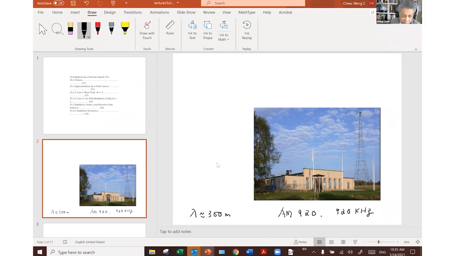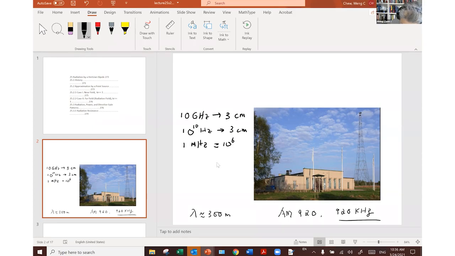There's a simple rule of thumb that I used as a student when I was working in a microwave lab. I was always told this rule of thumb: 10 gigahertz implies 3 centimeters, okay? 10 gigahertz is 10 to the 10 hertz. The wavelength is 3 centimeters. And then if you look at this station, it is about 1 megahertz. Okay, 1 megahertz is 10 to the 6 hertz.